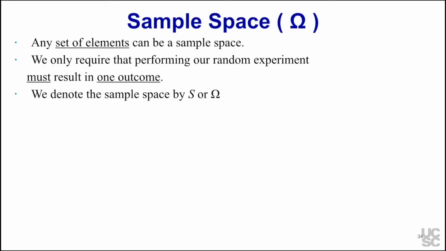We denote the set of possible outcomes in our experiment by omega or capital S, and we call that the sample space. And any set of elements can be a sample space. The only thing that we require is that performing a random experiment must result in one outcome. We cannot have our experiment not resulting in something. And we are going to denote this set of all possible outcomes by capital S or omega, depending on the setting.